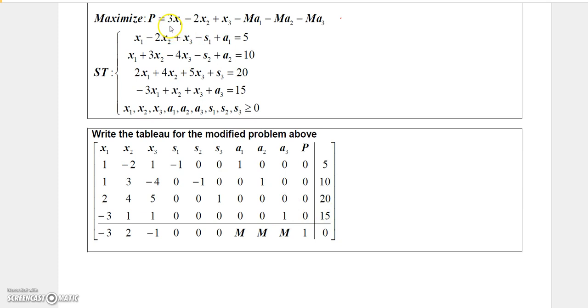Now remember, when you put the objective function into the Tableau, you have to move all the terms to the other side of the equal sign. So all of these terms will change sign. So the 3x1 would be a minus 3x1, the minus 2x2 would become plus 2x2, the x3 would become minus 1x3. And then these three minus m values, when you move to the other side of the equal sign, become positive. So all three of these would be positive m values, and then you would have your 1p and your 0. And that's how you write the simplex Tableau for that modified problem.